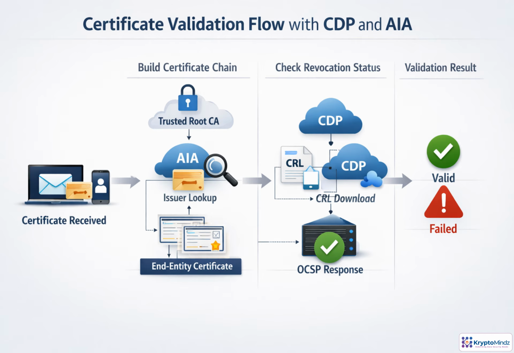When a Windows client receives a certificate, its first job is to build a chain to a root it already trusts. If an intermediate is missing, it follows the AIA URL in the certificate and downloads that issuer certificate. Once the chain is in place, the client checks whether any certificate in that chain has been revoked, using CRLs from CDP locations or OCSP. Any missing certificate or unreachable URL can slow validation significantly or cause it to fail outright.